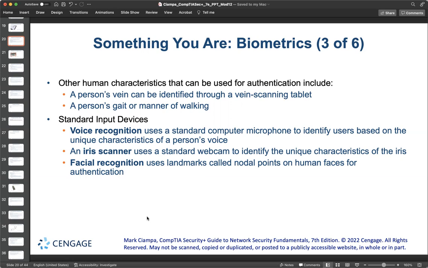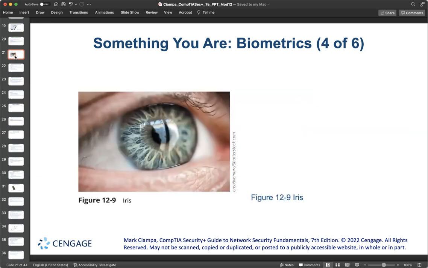The facial recognition uses landmarks called nodal points in human faces for authentication, and they need to have a LiDAR so they can actually have a 3D scan of your face so they can make sure your face is actually your face.